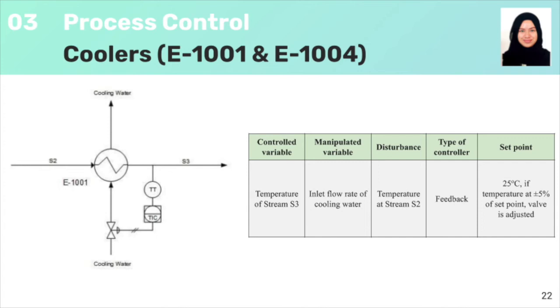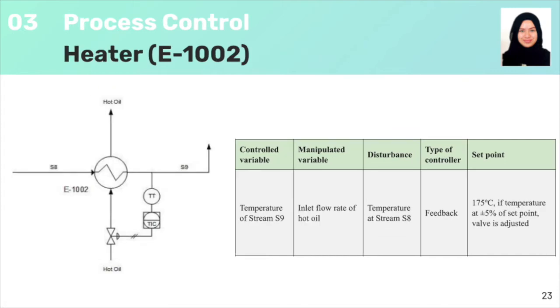The flow rate of cooling water is adjusted if the temperature deviates 5% from the set point. Similarly, for heaters, a temperature controller is installed to achieve the desired temperature at outlet stream S9. The flow rate of hot oil is adjusted if the temperature deviates 5% from the set point.